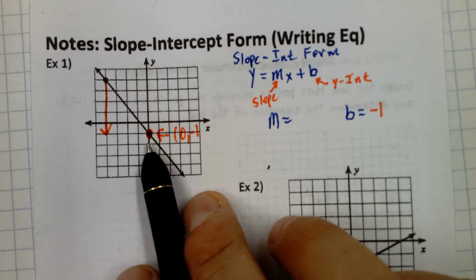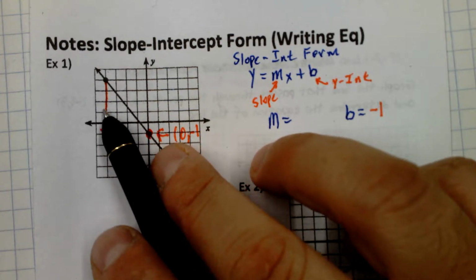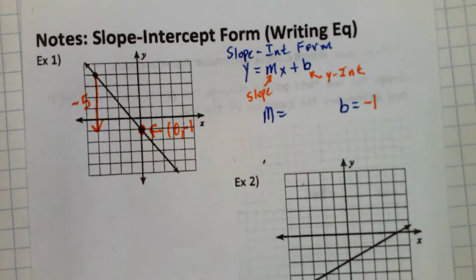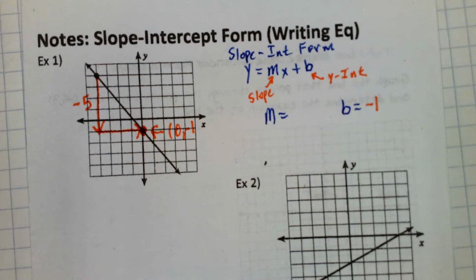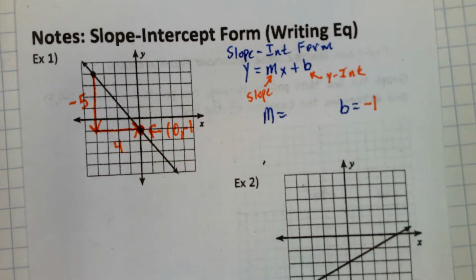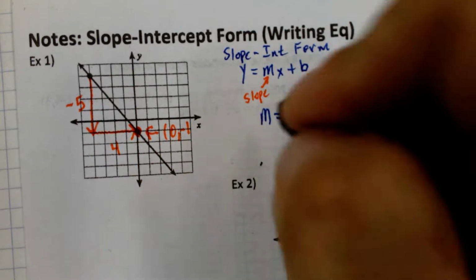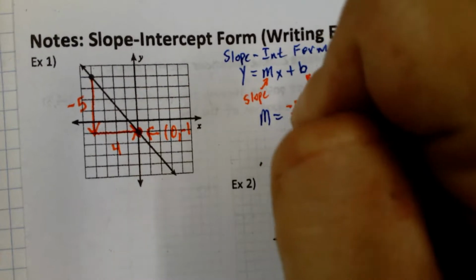Since I went down, that's a negative number. How many spaces is that down? So that's going to be -5. And then we're going to go to the right. That's a positive movement. How many steps or how many spaces? 4. So we got this rise over run or slope as -5 over 4.